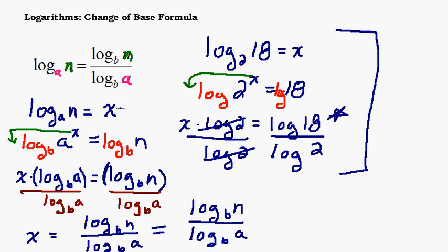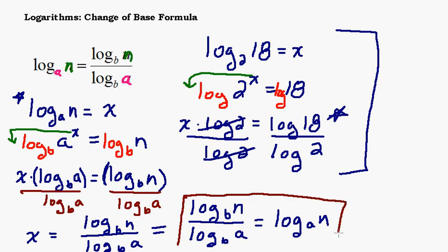Well, what was x when we started? Here it is right here. x was log base a of n. So x equals this fraction, and x equals log base a of n. So this equals log base a of n. And hopefully what you see there is we have our change of base formula. So we derived our change of base formula by simply setting the left side equal to x, and then we changed it to exponential form, took the log of both sides, brought down the x, solved for x, and we derived our change of base formula.